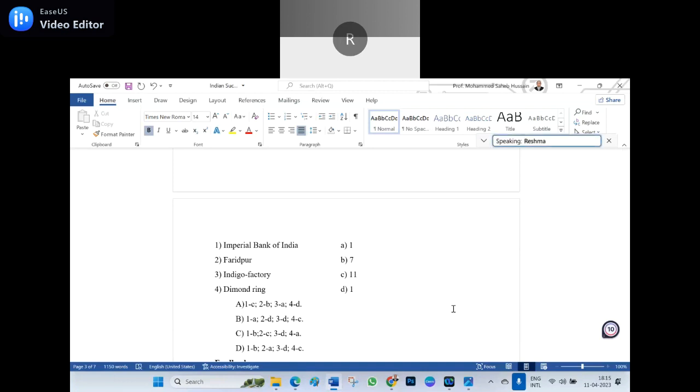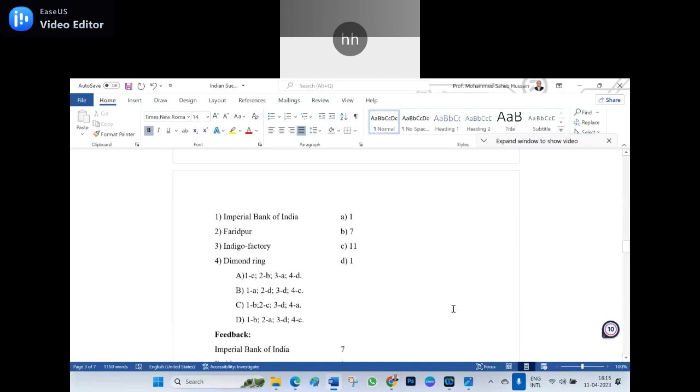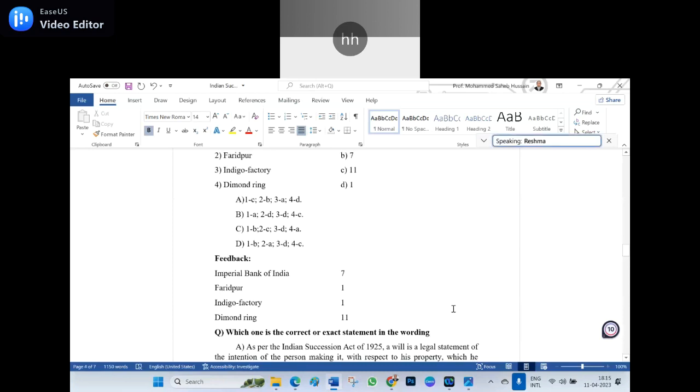C, sir. Wrong. A. Wrong. Answer is D. Imperial Bank of India 7 times. Faridpur 1 time. Indigo Factory 1 time. Diamond Ring 11 times.